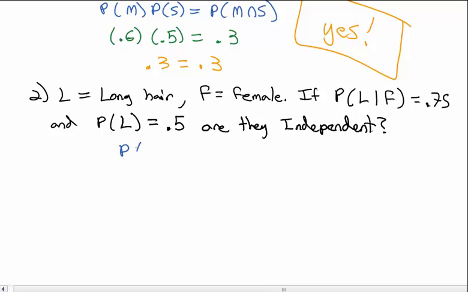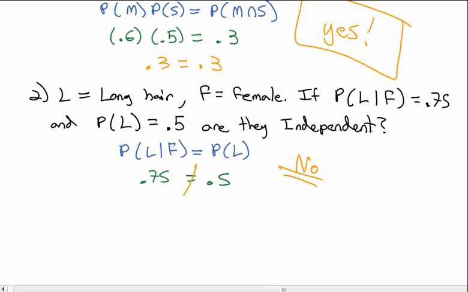One way to know we're independent is if the given probability is equal to the probability of just the front part. But here the given probability, L given F, is 0.75, and the probability of L is 0.5. Those two are not equal, so we say they are not independent. It seems there is some effect on long hair based on if you're a male or a female. Maybe not directly, but at least indirectly there's a relationship there. They are not independent.